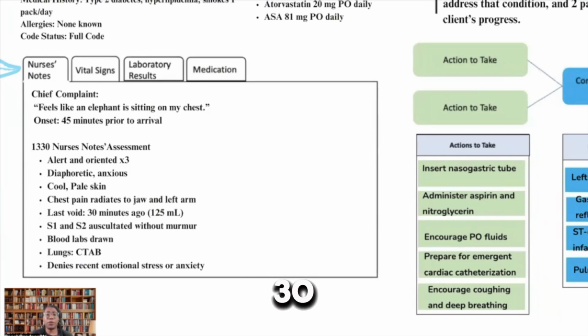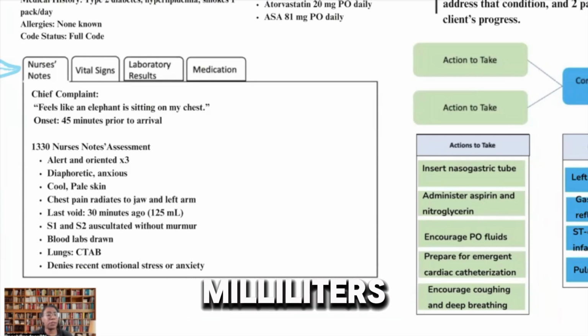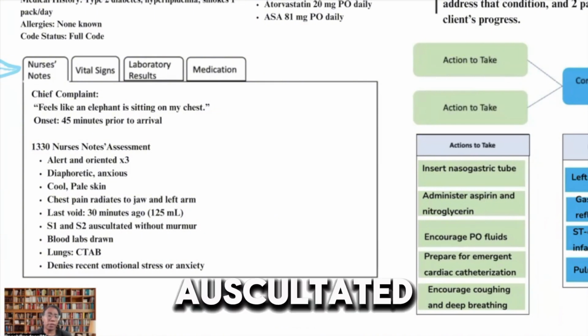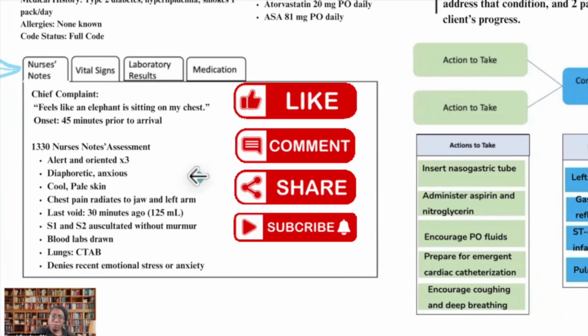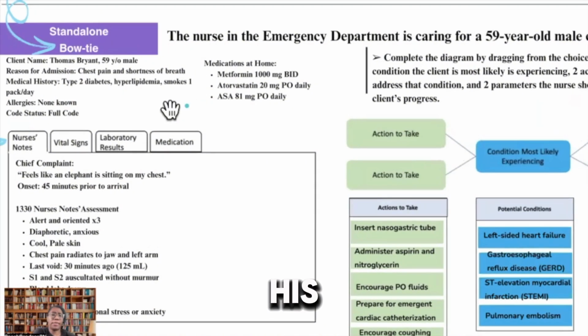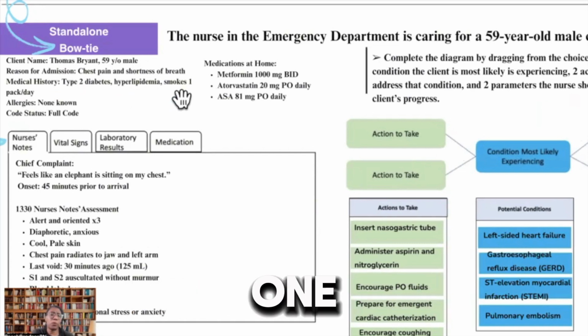The last void was 30 minutes ago and it was 125 milliliters. S1 and S2 sounds were auscultated without murmur. Blood labs were drawn and the lungs are clear to auscultation bilaterally. The patient denies recent emotional stress or anxiety. The patient's admitted for chest pain and shortness of breath, and his name is Thomas Bryant. He's 59 years old and has a medical history of type 2 diabetes, hyperlipidemia, smokes 1 pack per day, no known allergies, and is a full code.